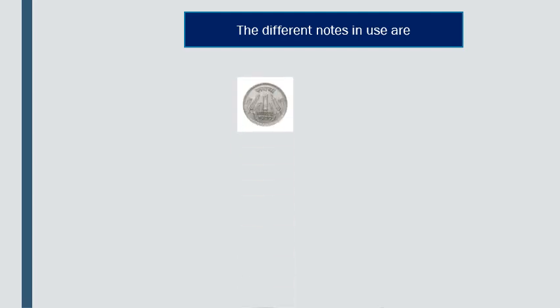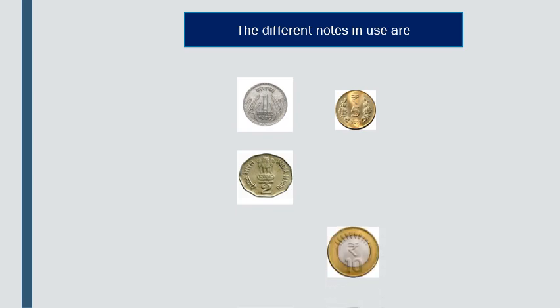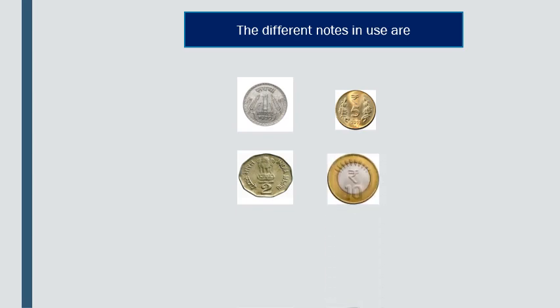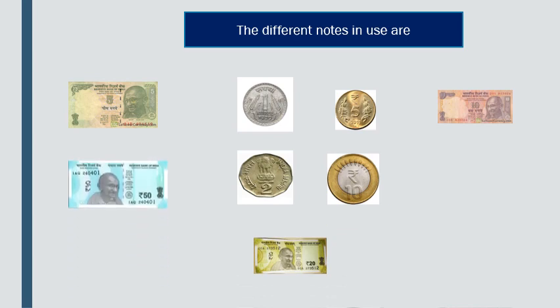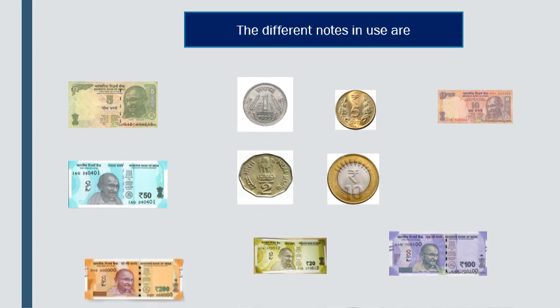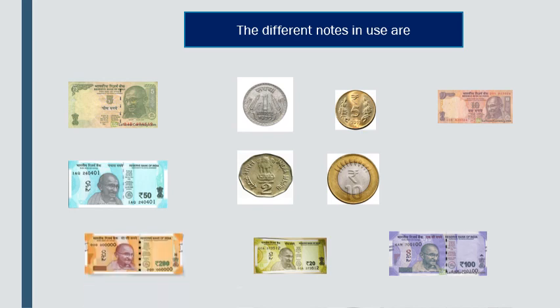This is 1 rupee coin. This is 2 rupees coin. This is 5 rupees coin. This is 10 rupees coin. This is 5 rupees note. This is 10 rupees note. This is 20 rupees note. This is 50 rupees note. This is 100 rupees note. This is 200 rupees note. This is 2000 rupees note. Notes are the paper form of money and coins are the metal form.